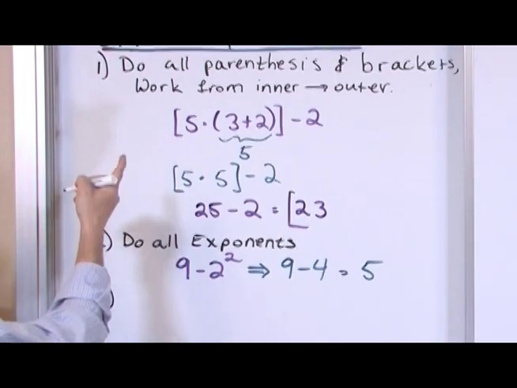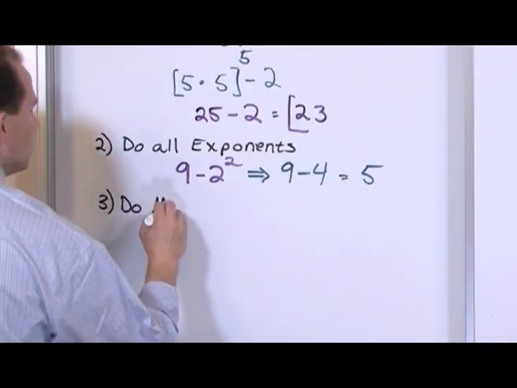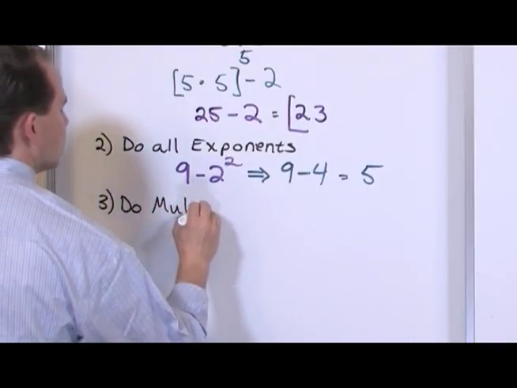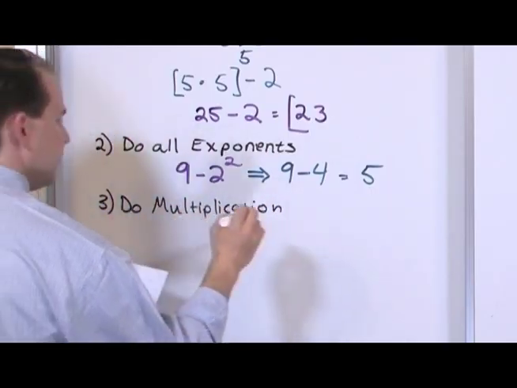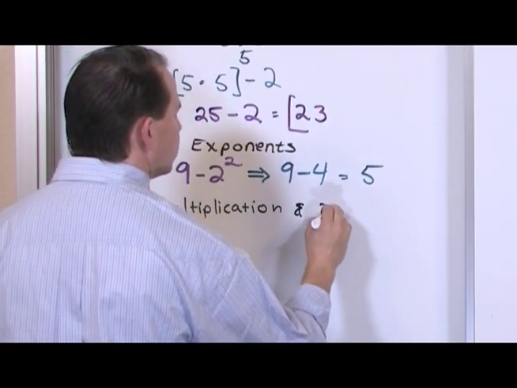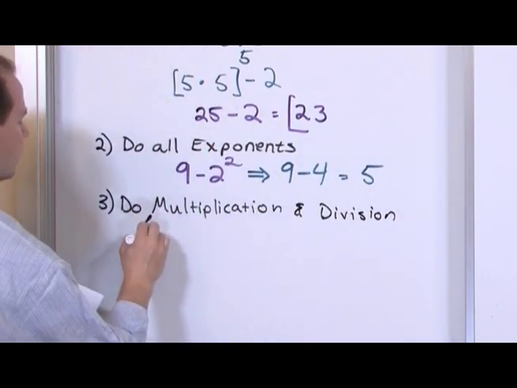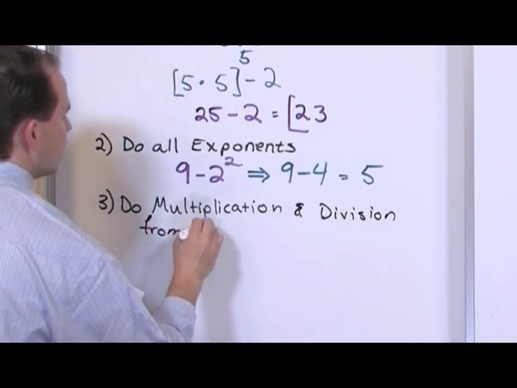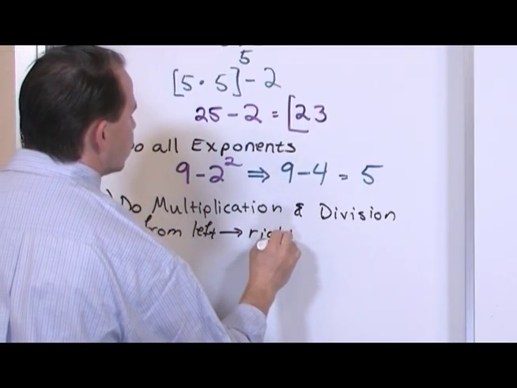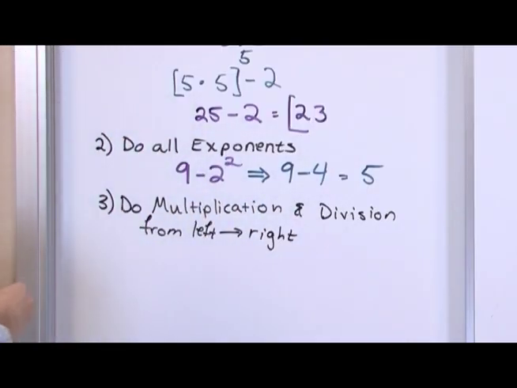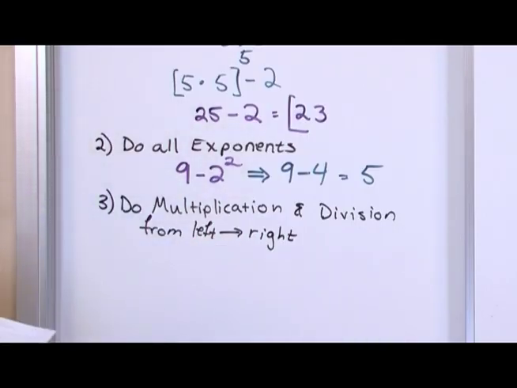Okay, third thing. After you look for parentheses and then you look for exponents, you do multiplication and division from left to right. From left to right. Okay, a lot of times you're going to get down to the point where you're going to be doing things from left to right, just like you're reading a book.